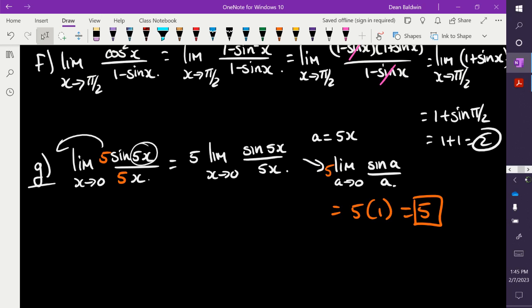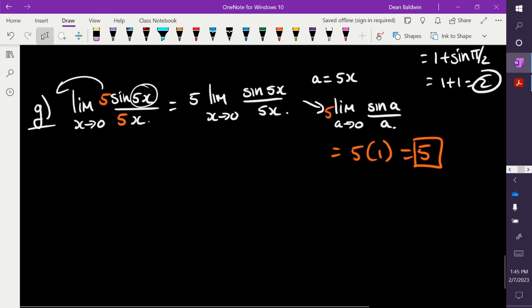All right, one more example and then we're done for the day. And we'll do practice tomorrow. Last one. Here we go.